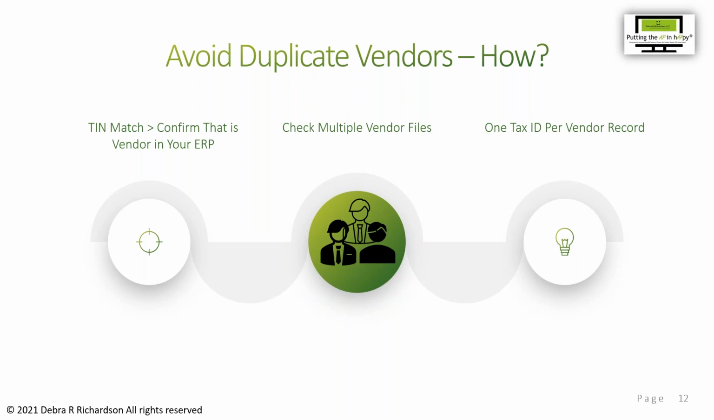And then the last thing is to have one tax ID per vendor record. Now, I know this is harder with systems like SAP, but in other accounting systems or ERPs, you can require one tax ID per vendor record, which will prevent the setup of duplicates.